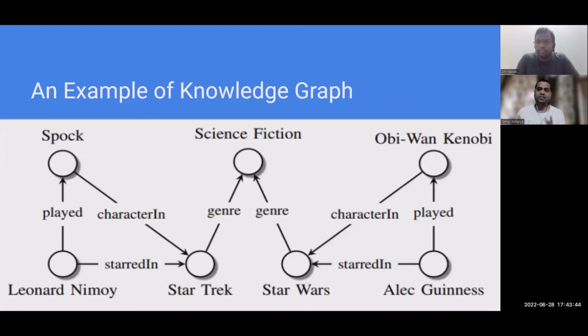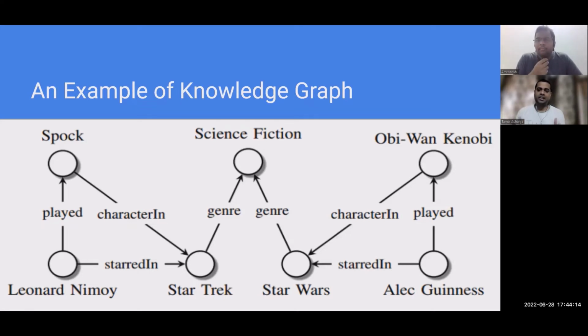Yes, so Amritan introduced a few knowledge graphs. This is another example. We all know Star Wars and Star Trek, the two famous franchises. Obi-Wan Kenobi is from Star Wars, Spock is from Star Trek. Spock was played by Leonard Nimoy, and Obi-Wan Kenobi by Alec Guinness. Both Star Wars and Star Trek are in the science fiction genre. Spock and Obi-Wan Kenobi are fictional characters in their respective franchises.